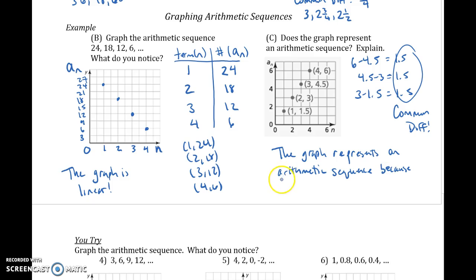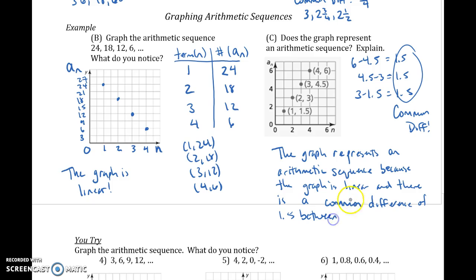Oops, it's getting a little messy there. Oh my gosh. So because the graph is linear, and there is a common difference of 1.5 between the terms. So you don't actually have to check both. I think it's worthwhile to double check that, but one or the other would have been a great explanation.